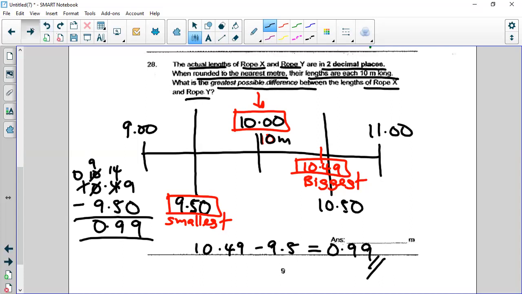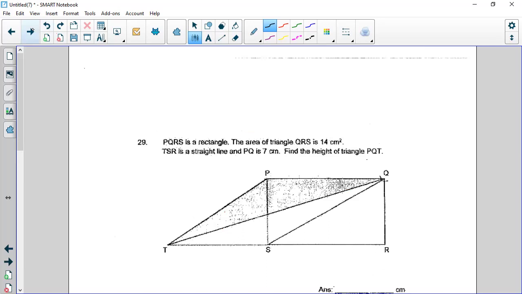Question 29. Now it gets a bit harder as we come to the last few questions. PQRS is a rectangle. The area of triangle QRS is 14 cm squared. So where is your QRS?